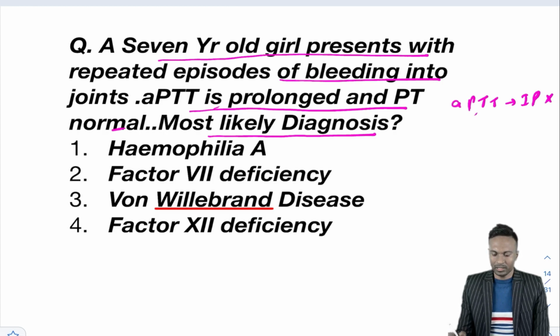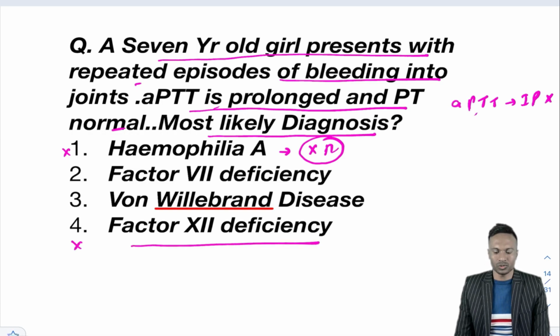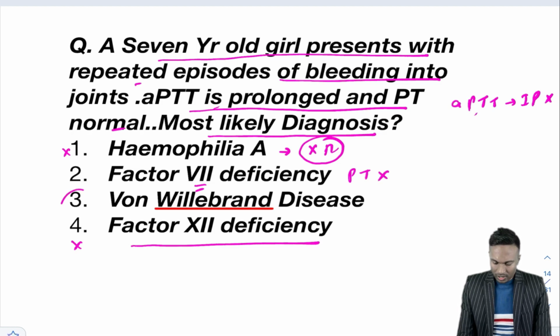So it cannot be hemophilia, because hemophilia is X-linked recessive. It will manifest only in males, right? So this option is ruled out. You have again a symptomatic patient, so factor 12 deficiency is ruled out. Now you are left with two options. Factor 7 deficiency will lead to prolonged PT, but PT is normal in this patient, so this option is again ruled out. So we are now left with von Willebrand disease.